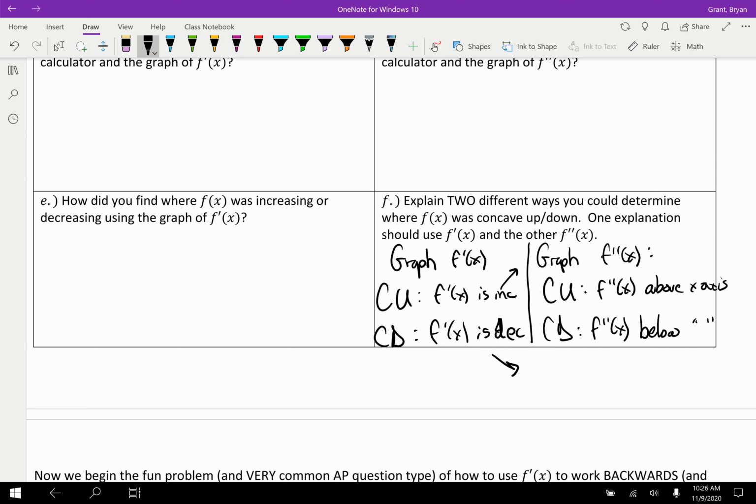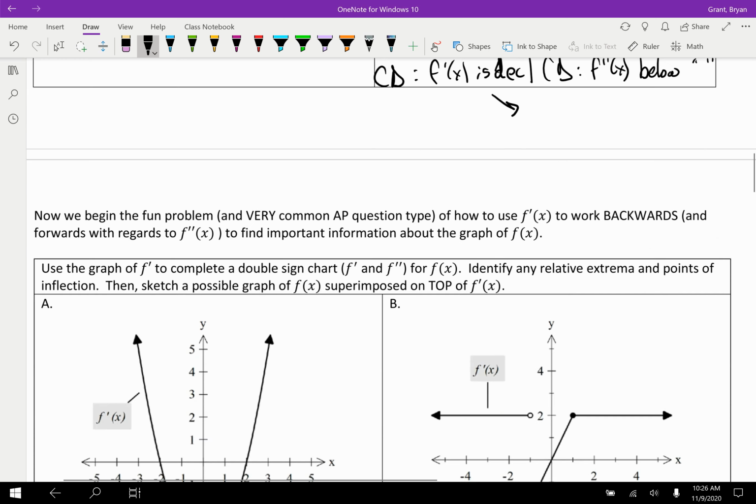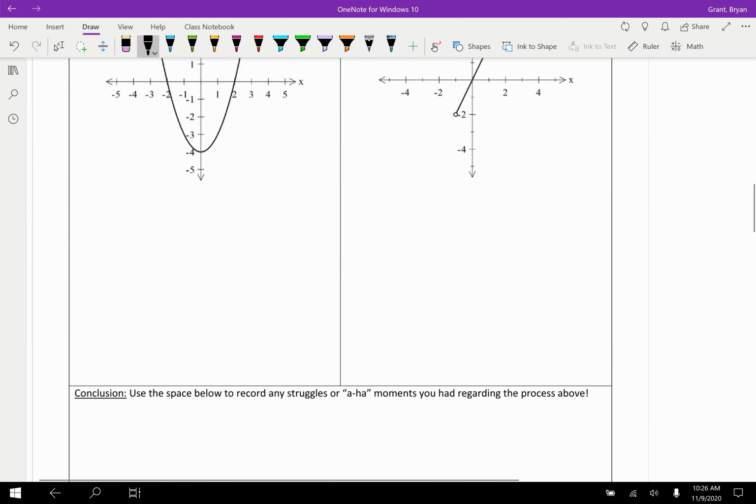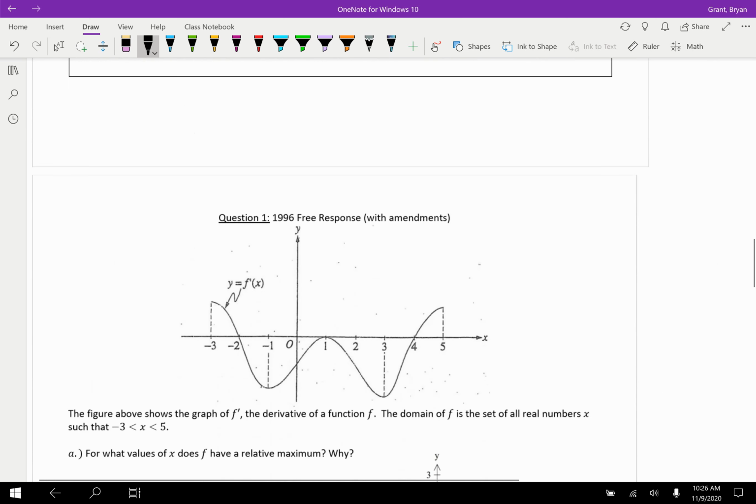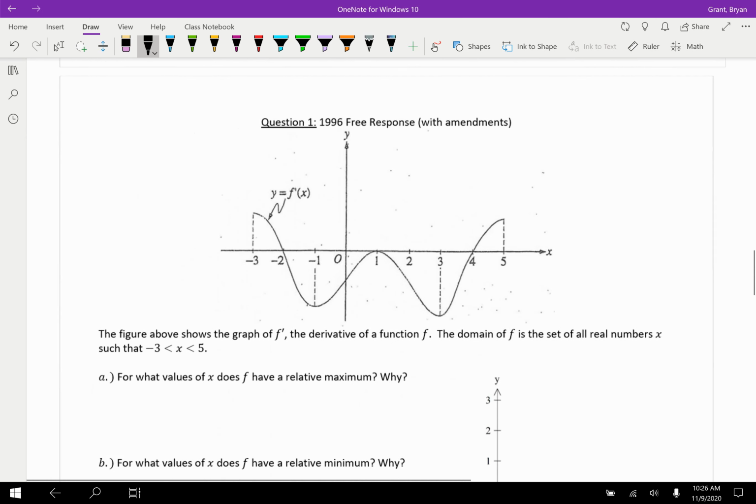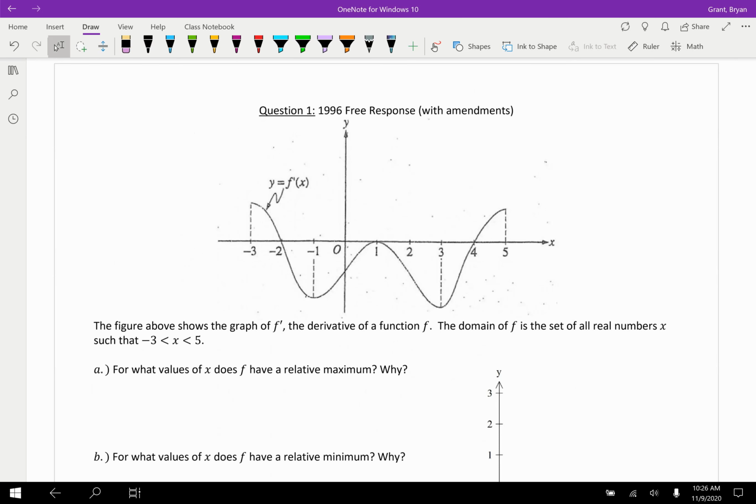All right, so I think at this point, we're going to go ahead and actually start looking at a couple free response questions. There is a nice practice on this page, but we're going to skip it. And we're going to get right over to this question. So I have three free response questions, I think. This one's all the way back from 1996, predates most of your births, I think.